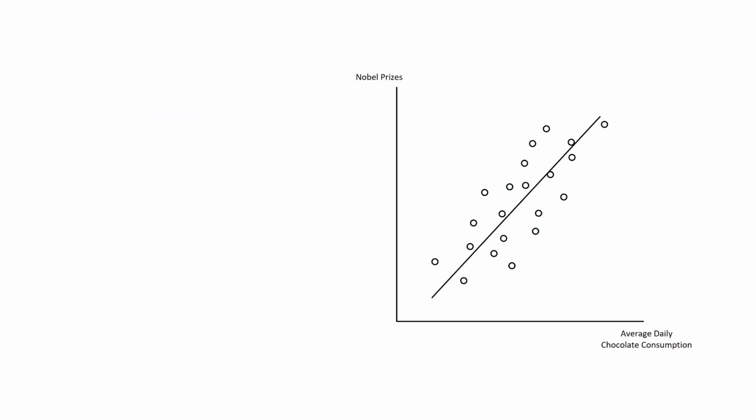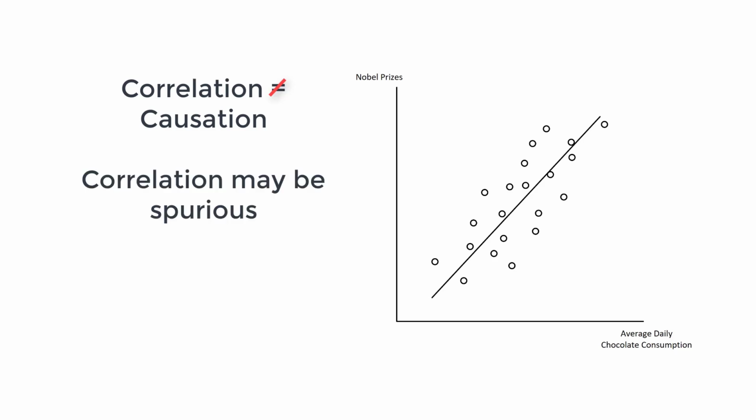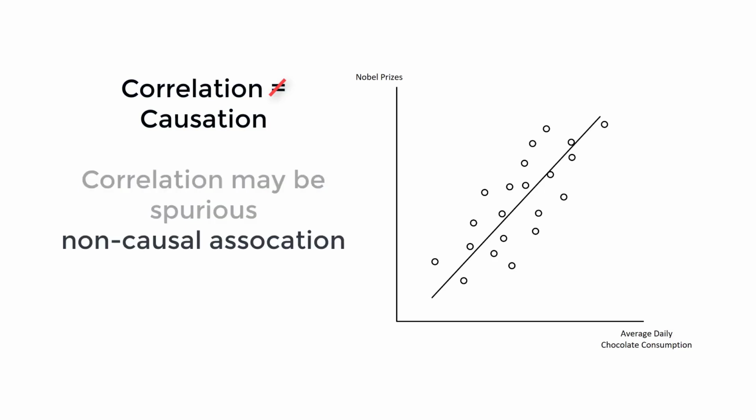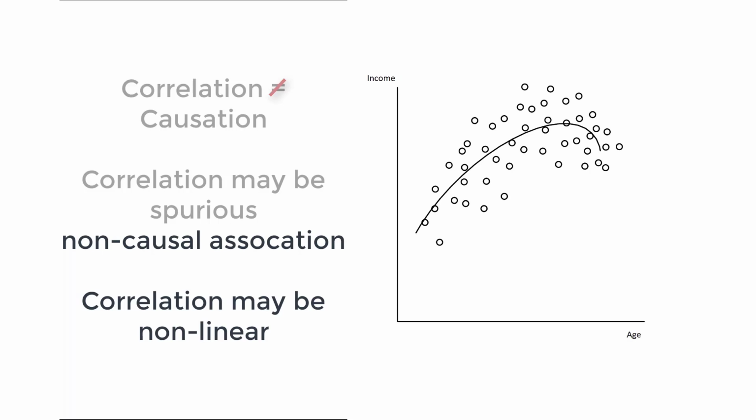variables. So in summary, it's important to remember that correlation does not necessarily equal causation, meaning just because two variables are associated with one another does not necessarily mean that one causes the other. This association may be the result of random chance, called a spurious correlation, or it may be that the variables share a common cause. And lastly, it's important to remember that correlation is not always linear.